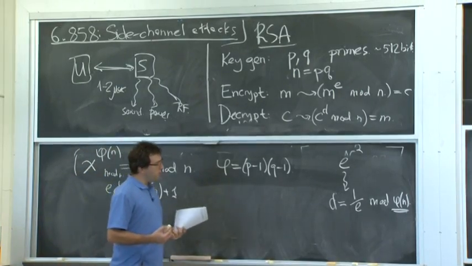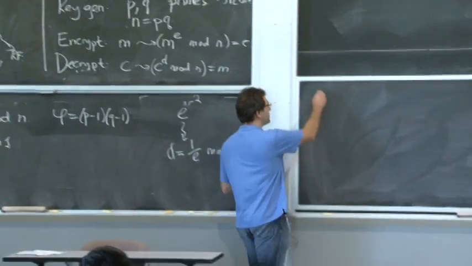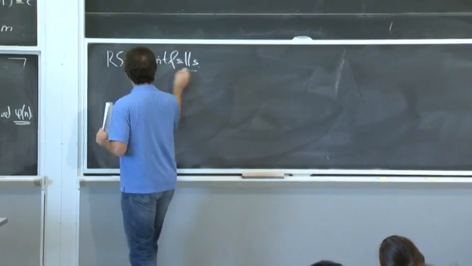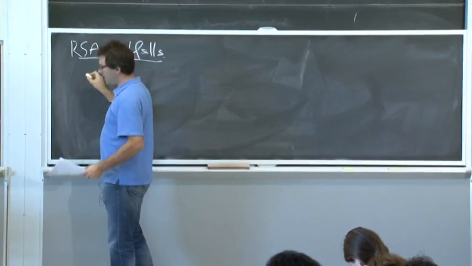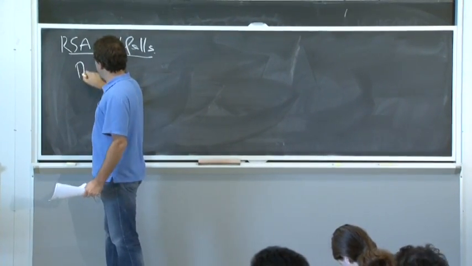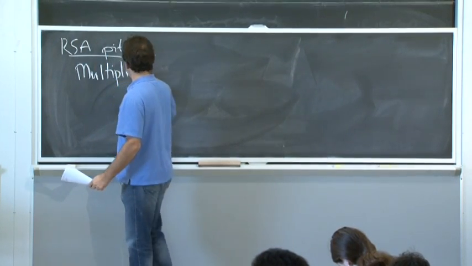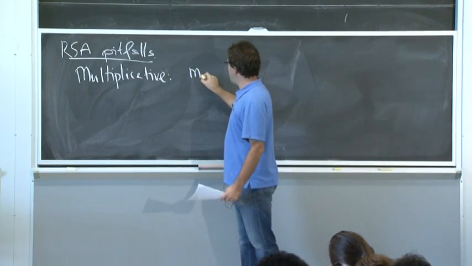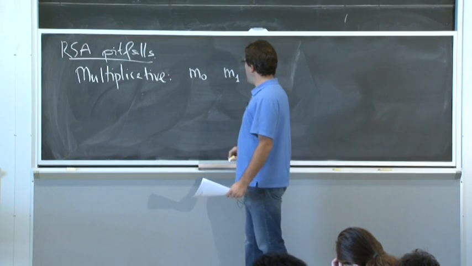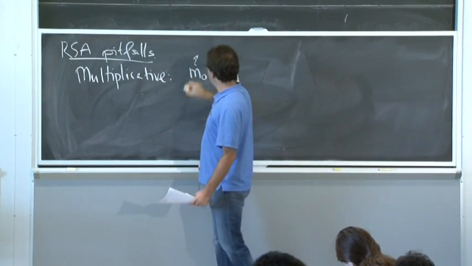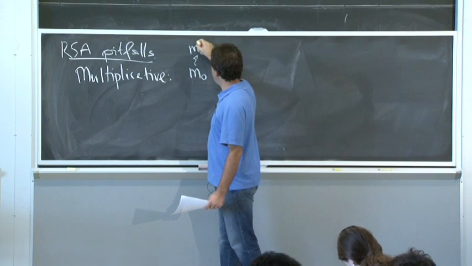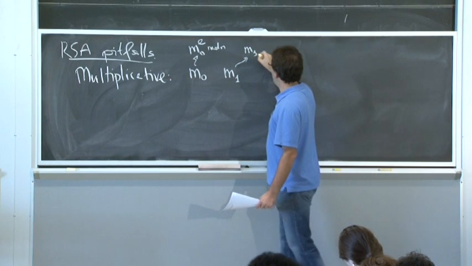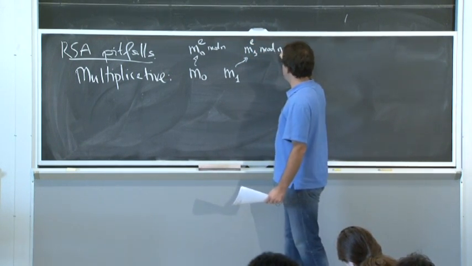All right. So the first thing I want to mention is various RSA pitfalls. One of them we're actually going to rely on in a little bit. So one property is that it's multiplicative. What I mean by this is that suppose we have two messages, M0 and M1. And suppose I encrypt these guys. So I encrypt M0, I'm going to get M0 to the power e mod n. And if I encrypt M1, then I get M1 to the e mod n.